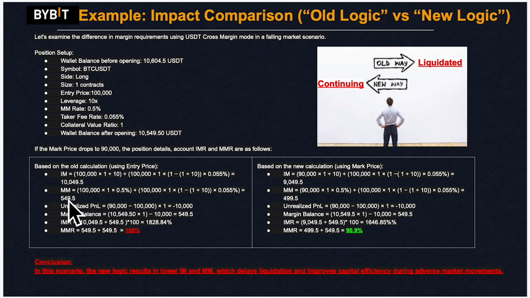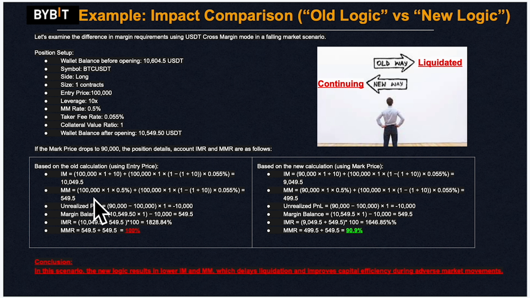The next one you want to calculate is your maintenance margin. Your maintenance margin is the percentage of the position value you must keep in your account to avoid liquidation. That is the amount you must have in your wallet to avoid liquidation. If you have anything less than that, then you are going to be liquidated. For maintenance margin, this is how it is calculated. It is giving us 549.5.